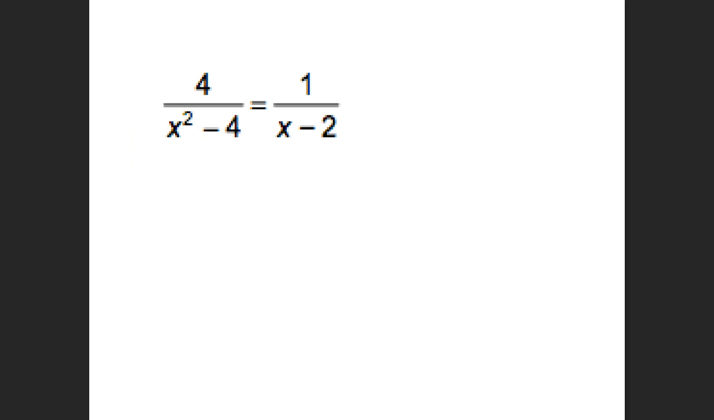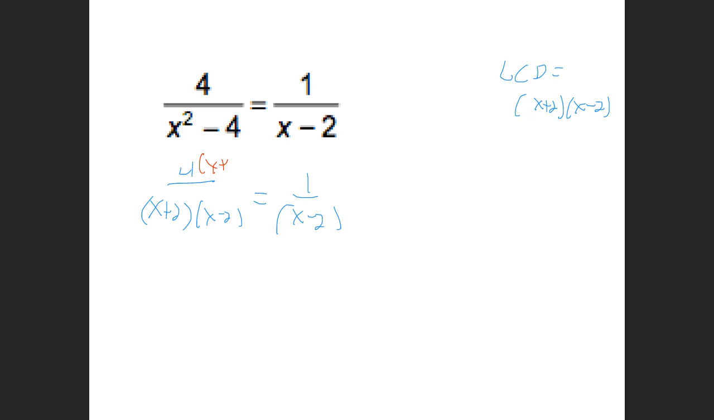All right, next problem. Now in this type of problem, some kids have a difficult time trying to see what the lowest common denominator is. My suggestion is to factor. So I'm going to rewrite this problem as 4 over (x plus 2)(x minus 2), because this is a difference of 2 squares, is equal to 1 over x minus 2. So my lowest common denominator for this problem is going to be (x plus 2)(x minus 2). I'm going to multiply that by every single term. So I'm going to multiply this term by (x plus 2)(x minus 2).